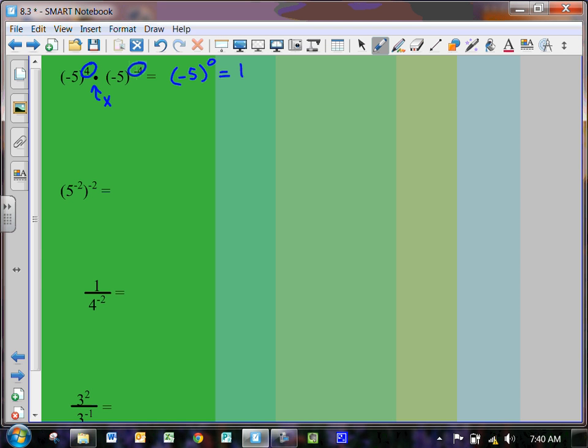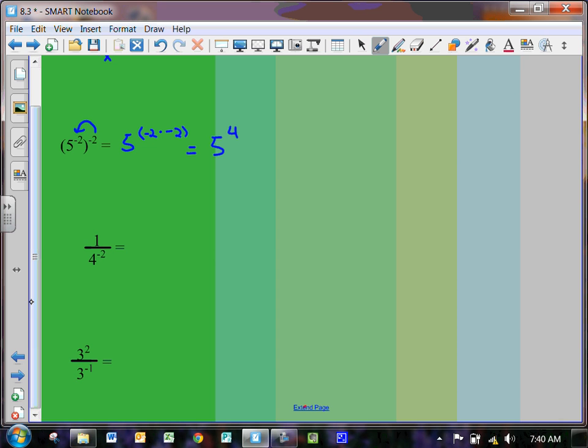In this case, we are multiplying in. So remember, when you have a power to a power, you're multiplying in. So this is 5 to the -2 times -2, which is 5 to the fourth, because negative 2 times negative 2 is 4, because those negatives cancel out.